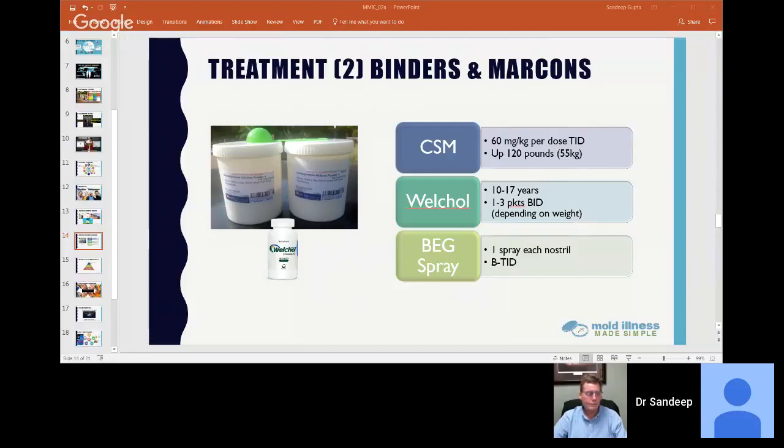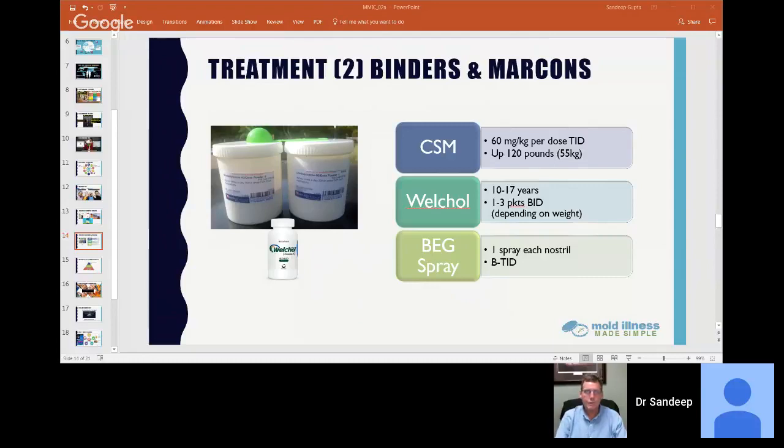That's correct. Okay, great. So one way or another, you should be able to get binders into your child, and that's an extremely important step for them to get well from CIRS. So these are the two most important steps, actually, just being removed from exposure and taking binders.